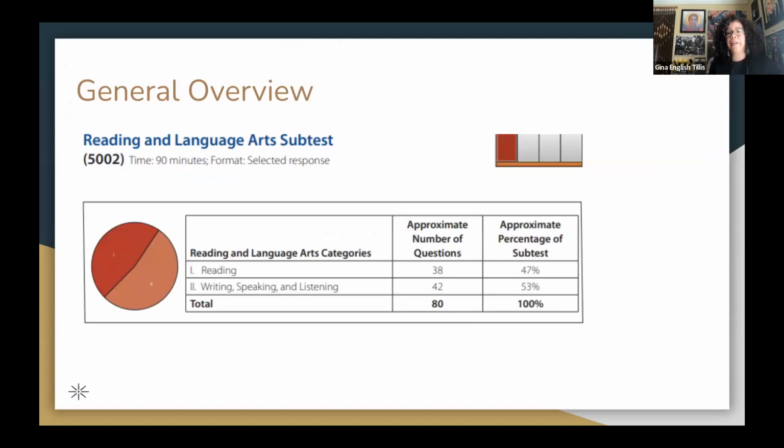Like I said earlier, you're going to have 80 questions, and you will only have 90 minutes to complete those questions. These questions are going to span reading. Half of it's going to be reading, but then the other half is going to be writing, speaking, and listening. And it's really not too much difference. Some exams, for instance social studies, have a lot of attention to US history, very little attention to sociology. But for the most part, it's just reading, writing, speaking, and listening.